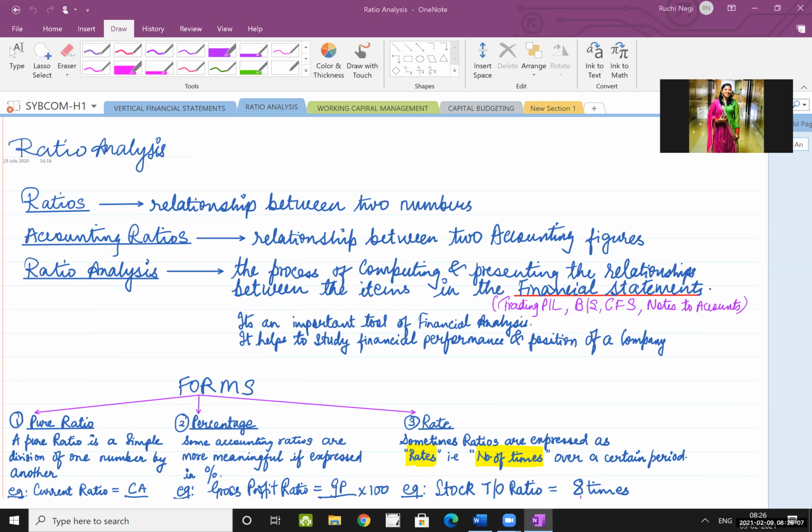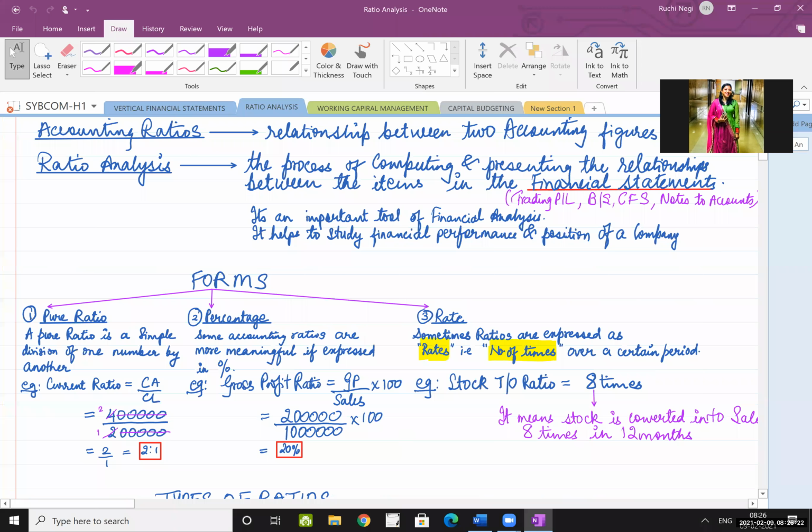So these are the various forms of ratios that you will be studying. Please make a note of whatever I have written. First is a pure ratio, then percentage ratio, and rate. So these will be the three forms of ratios. First, pure ratio. Pure ratio means it will be a simple number where there is a division of one number by another number.